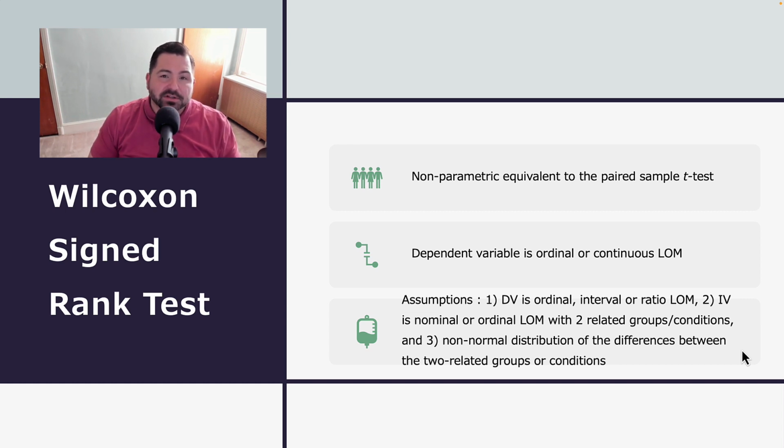And the basic assumptions or conditions that need to be met for this non-parametric test to work is that the dependent variable has those levels of measurement. The independent categorical variable is nominal or ordinal. And we have two related groups, because remember, in a paired sample t-test, we had to have related groups. And so in a Wilcoxon sign rank test, we have to have related groups as well. But we do not expect a normal distribution in this case, which we do assume in a parametric paired sample t-test case.